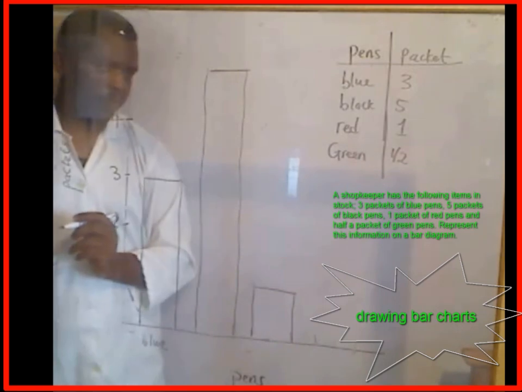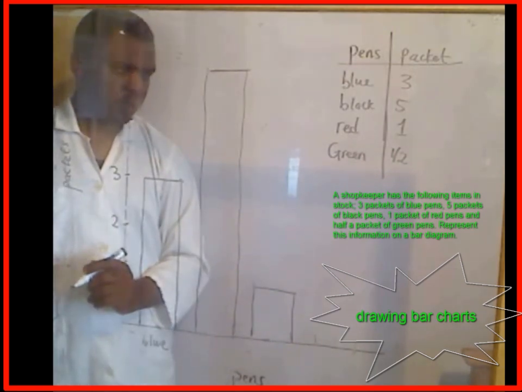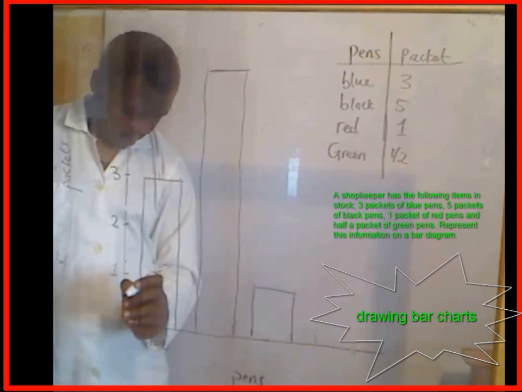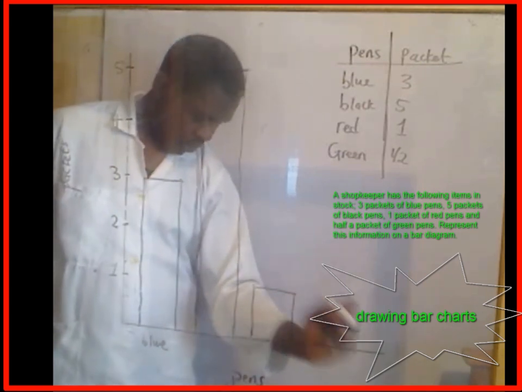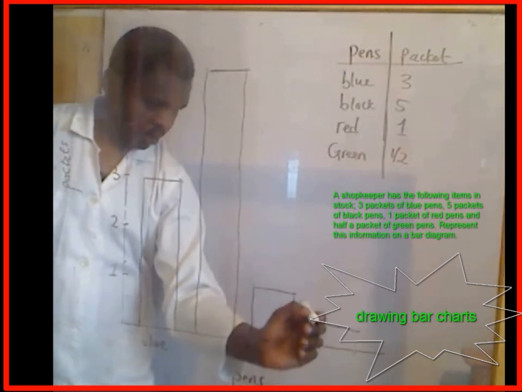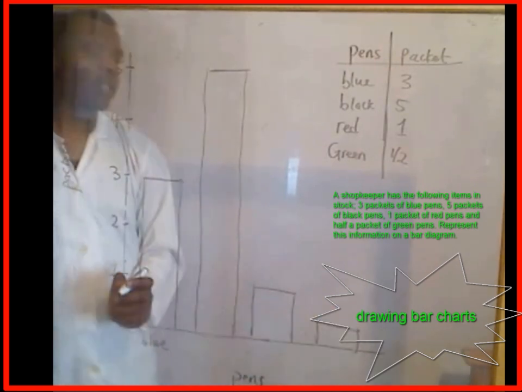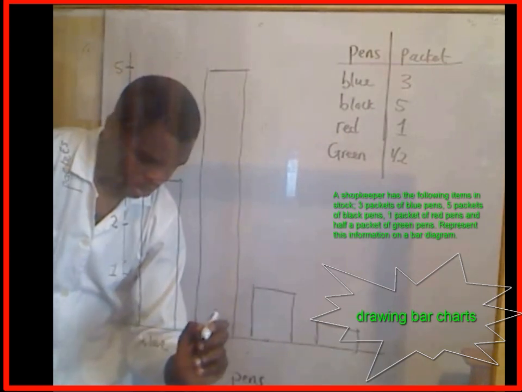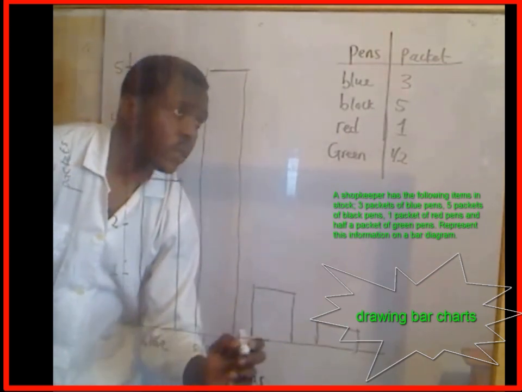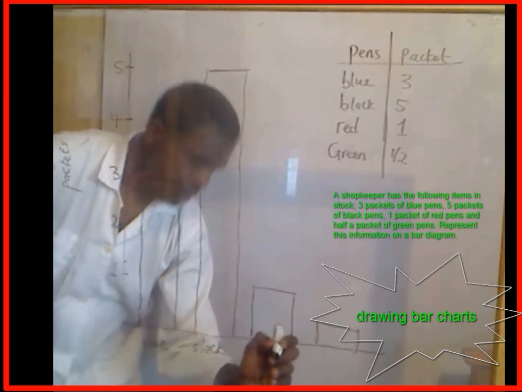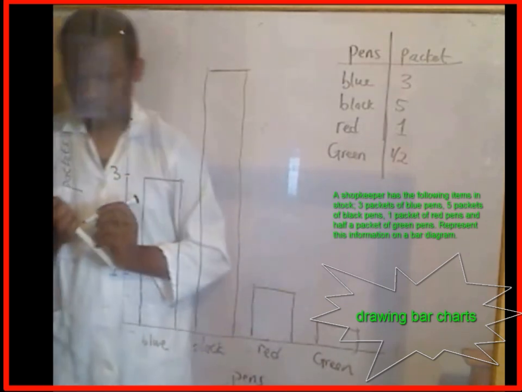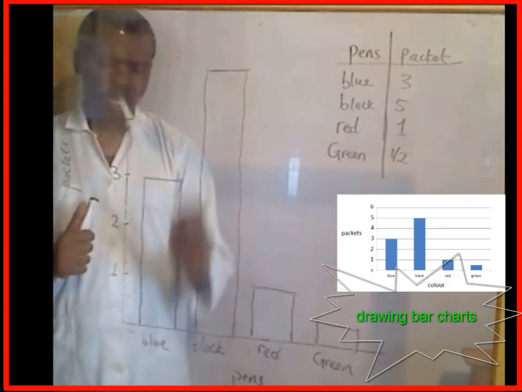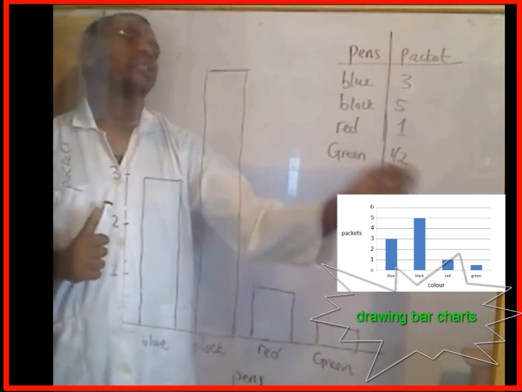The last category, green pens. I have half a packet of green pens. So this will be half, somewhere there in the middle, between 1 and 0. Trace. Then complete my bar. So it needs to be labeled: blue, black, red, green. So we now have a bar chart representing the information given.